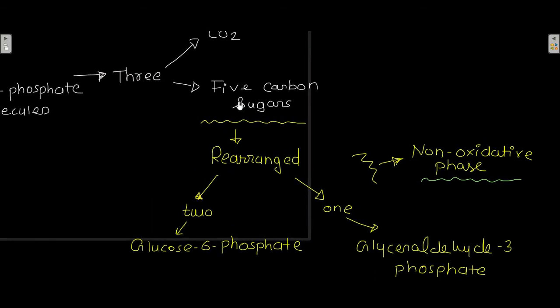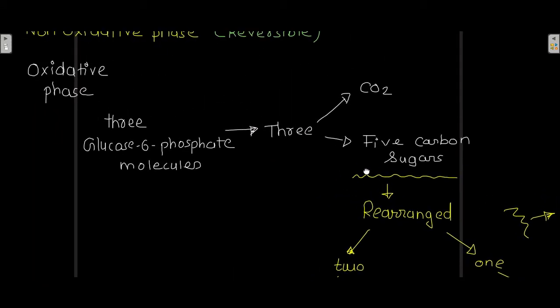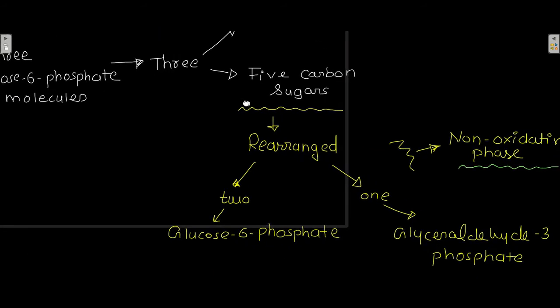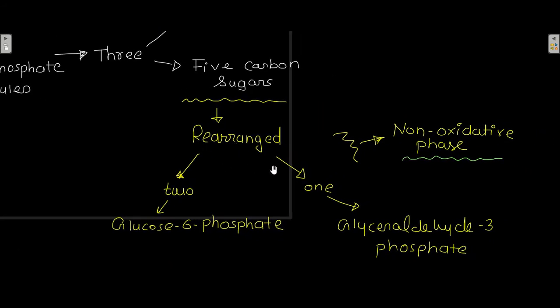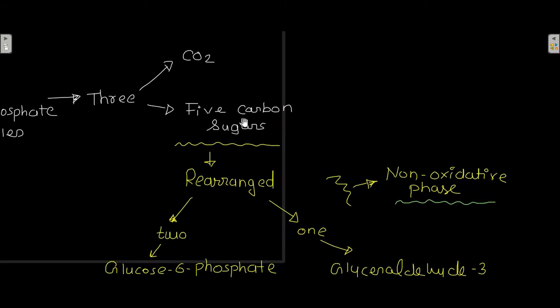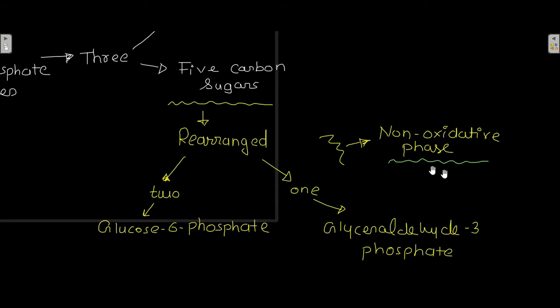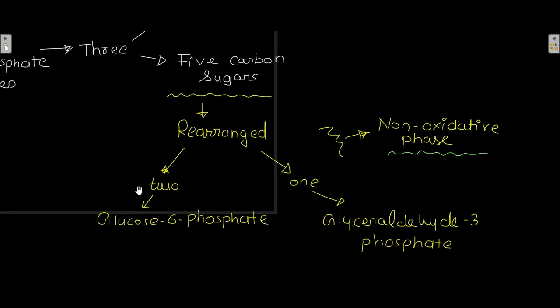Now these molecules, which are generated in the oxidative phase of the pentose phosphate pathway, are rearranged in such a way that the 2 molecules of glucose 6-phosphate are regenerated, and there is formation of 1 molecule of glyceraldehyde 3-phosphate, and that is your non-oxidative phase. In oxidative phase, you produce these molecules, and in non-oxidative phase you rearrange them to produce 2 molecules of glucose 6-phosphate and 1 molecule of glyceraldehyde 3-phosphate.